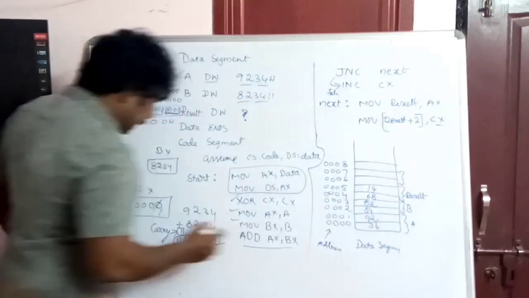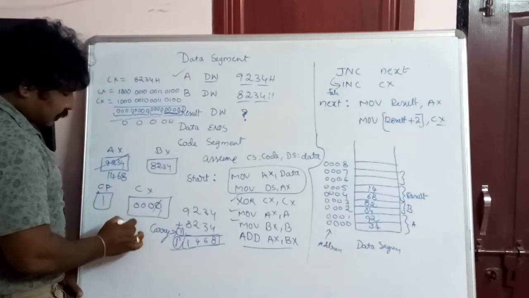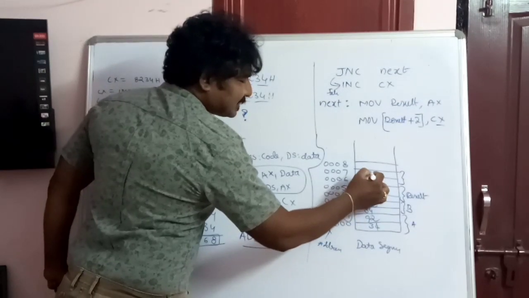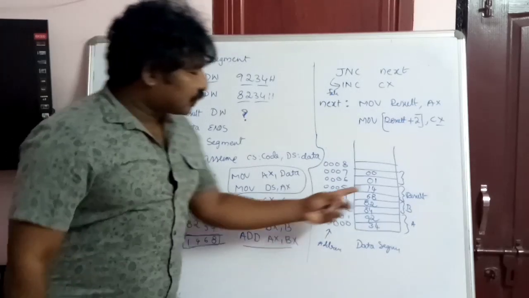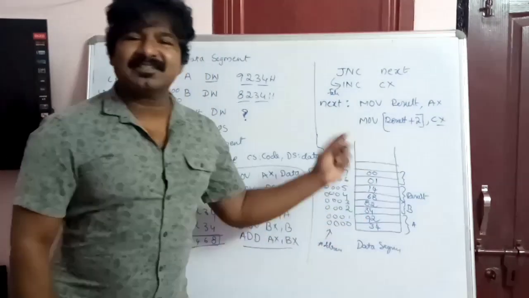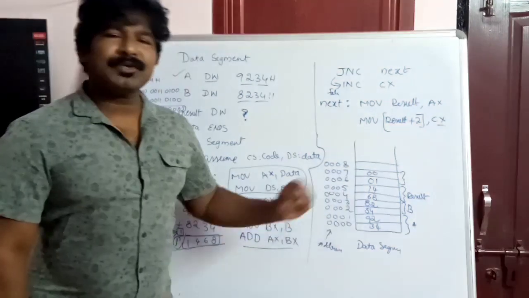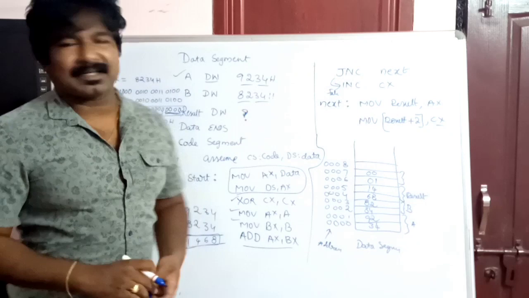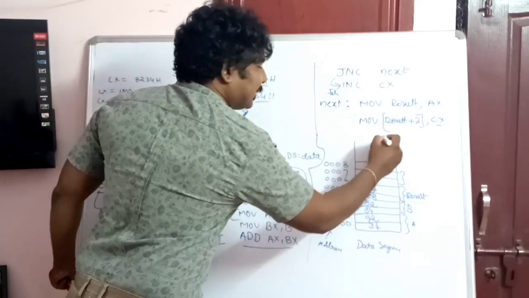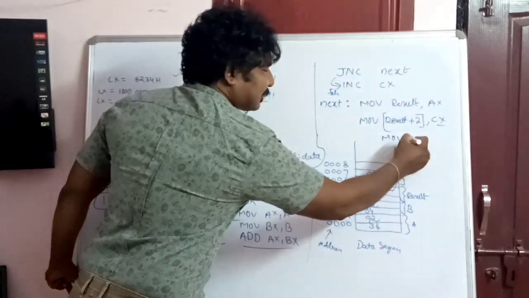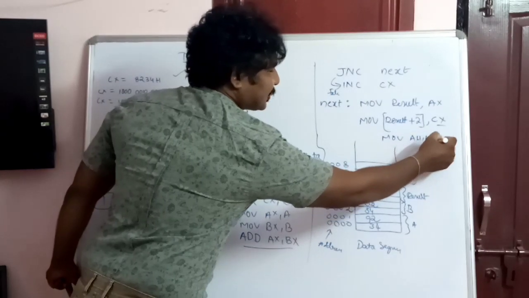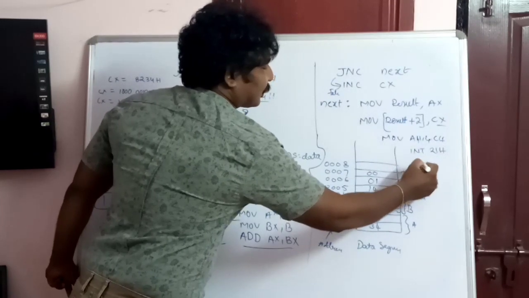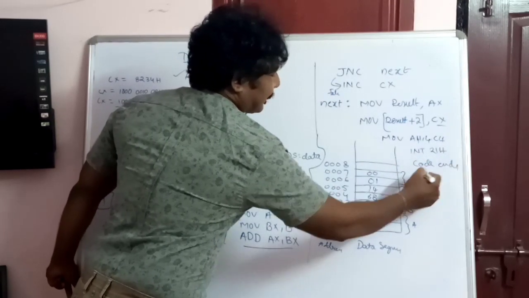Here the value of CX is 0001, so 0100, that means 01 will be stored here and 00 will be stored here. When you look at this, 11468 is the result. This is how you have to send your carry to the next location of the result. What are the last statements? For any program, the last statements are move AH comma 4CH, interrupt 21H, code ends, end start.